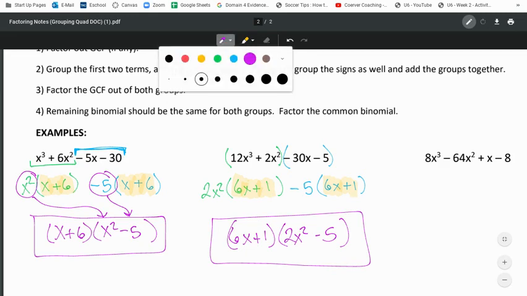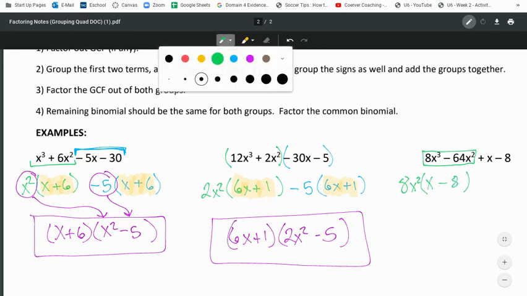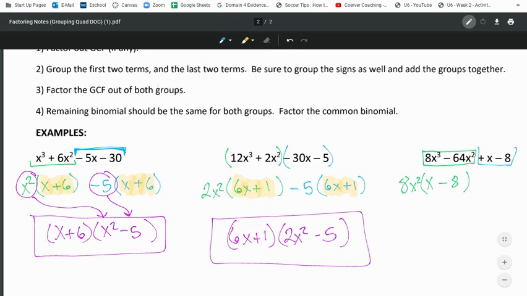Okay, so again, let's try the last one. These two have a GCF of 8x squared. I can fill in the parentheses by saying this is x minus 8. And then I group the last two terms. This has a GCF of 1. You'll probably say it doesn't have a GCF, but when it doesn't have a GCF, then we know it's going to be a positive 1. So I put a positive 1 there, and then 1 times x minus 8 gives me back x minus 8 again.